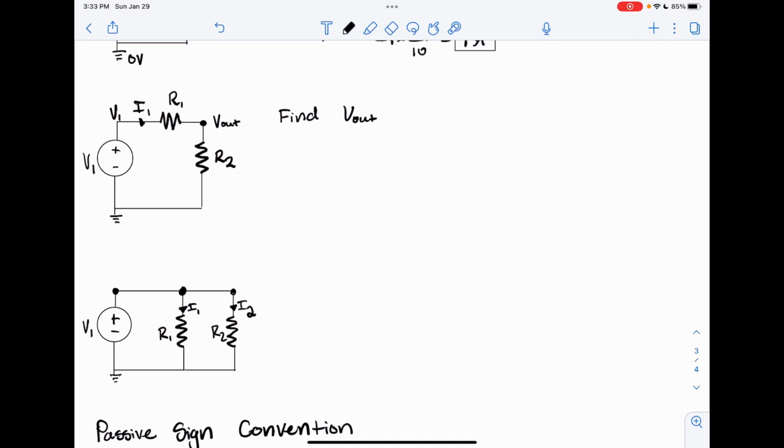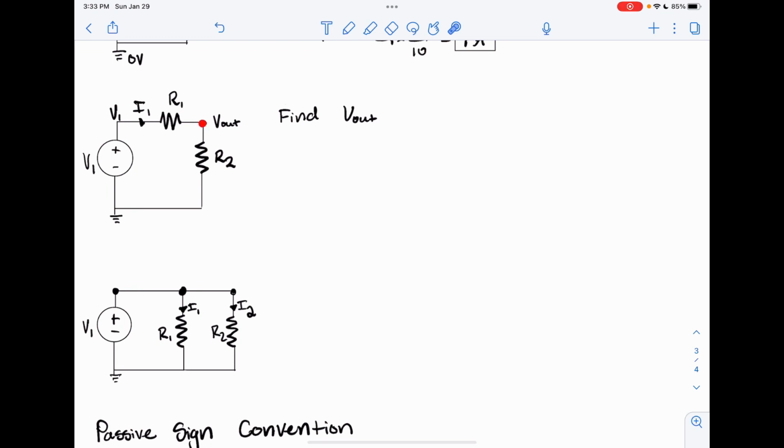A couple of things you need to know about circuits, and since I have both of these circuit diagrams here, I will use these to my advantage. These two resistors are connected by a single point. Now this right here is called a node, and a node is defined as a connection between two or more circuit elements at one point.